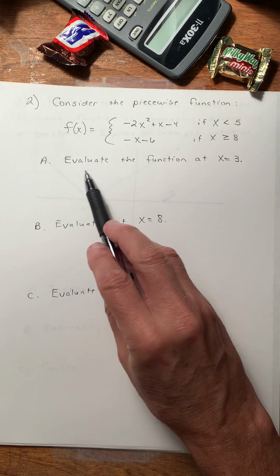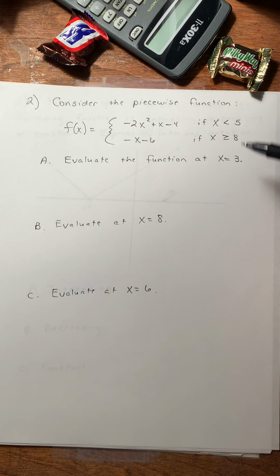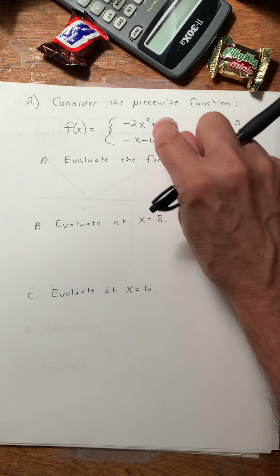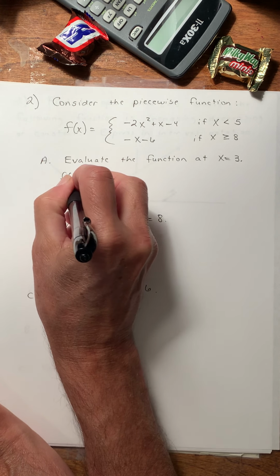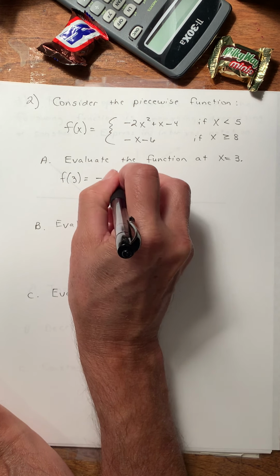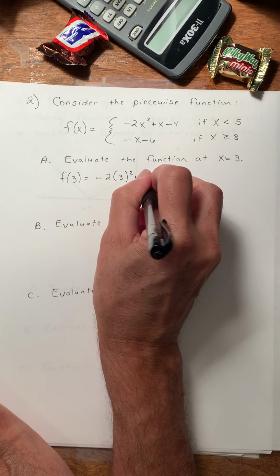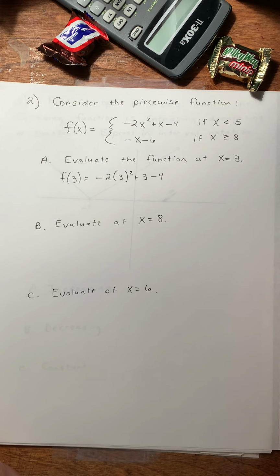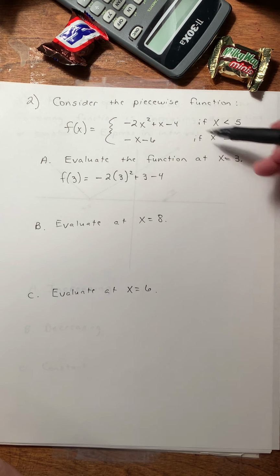So here we go. Evaluate the function at x is 3. Hey, 3 is less than 5, right? So this is the way I'm going to find out what f of 3 is. F of 3 is going to be negative 2 times 3 squared plus 3 minus 4. I'm using this expression to find what f of 3 is because 3 is less than 5.